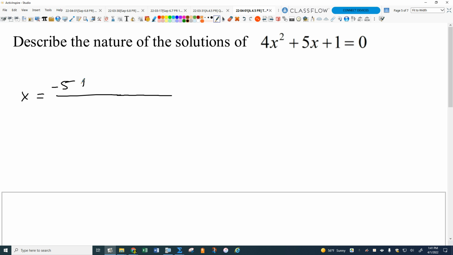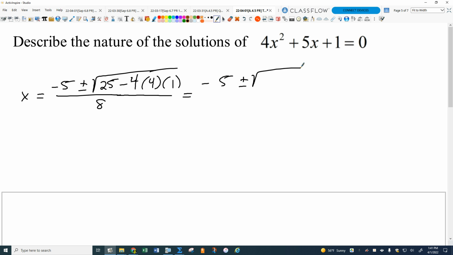Negative 5 plus or minus the square root of 5 squared, so 25, minus 4 times 1. Okay, all over 2a, so that's 2 times 4, so 8. Okay, so that's giving me negative 5 plus or minus the square root of 25 minus 16, 9. Oops.